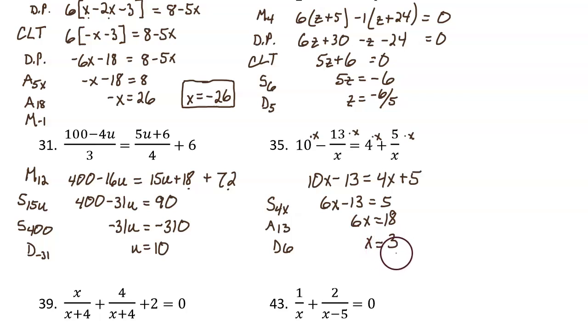To check our work, we can substitute a 3 into that original expression. Is 10 minus 13 thirds really equal to 4 plus 5 thirds? Because of the fractions, it might be a good idea to type that in the calculator to see if it checks. 10 minus 13 thirds is 5 2/3. 4 plus 5 thirds is also 5 2/3. This answer checks.